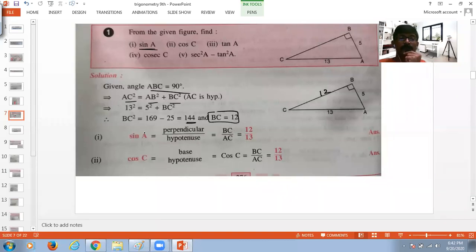Sin is basically O, that is opposite upon hypotenuse. What is it? Sine? Opposite upon hypotenuse. Opposite of what? Opposite of angle A. So opposite of angle A is 12, isn't it? And hypotenuse is opposite to angle B, that is 12 by 13. I hope you understood how I got this 12 by 13. Is it very simple? That's nice.